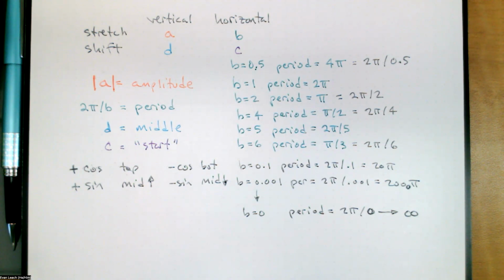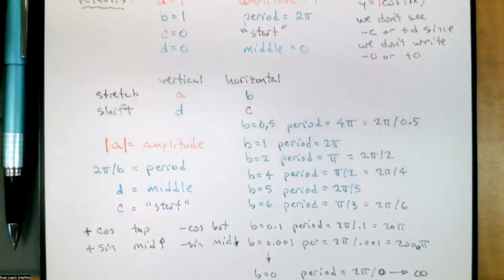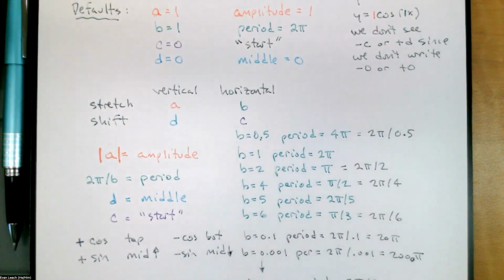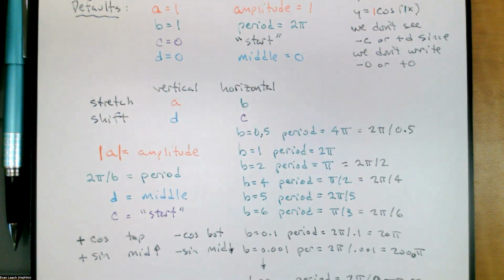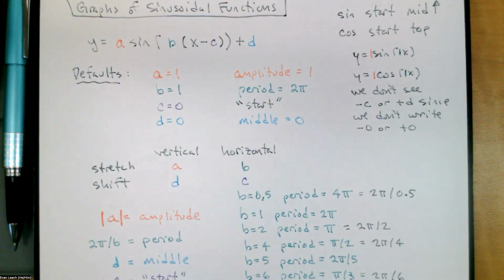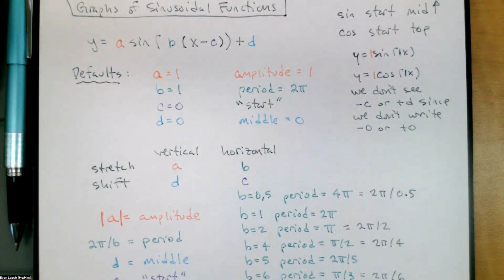Last thing we want to look at is the 2 operations that we used in doing all this. Notice that our stretches, vertical stretch was A, horizontal stretch was B. If you look at the equation, A and B are coefficients, which means they're included by multiplication. Multiplication is what causes the stretch.